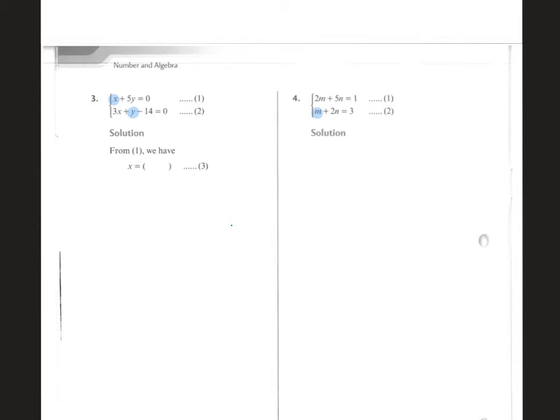This time it is not good because x is together with 5y, so that's why you need to remove it first. As a result, in the workbook, from 1 you have x equal to minus 5y, and we label it as equation 3. After you've got the subject x, now you can put x in the equation 2. And we'll write it as put number 3 into number 2.